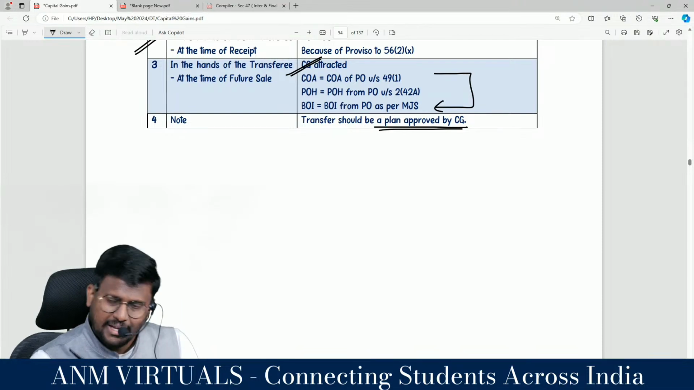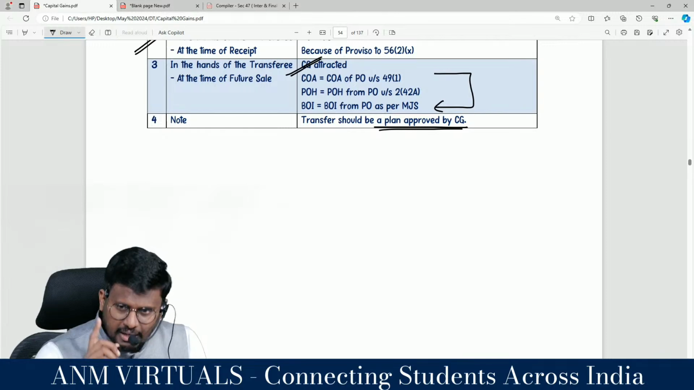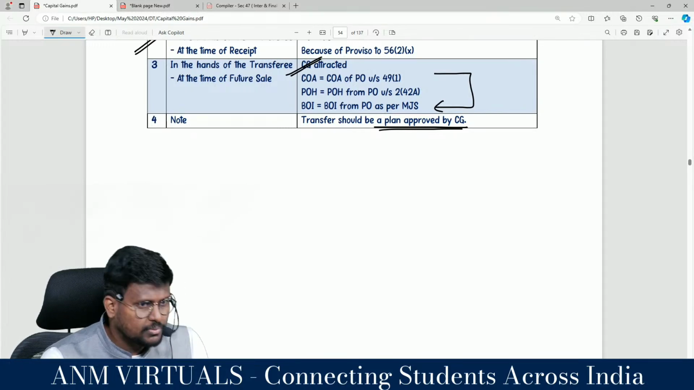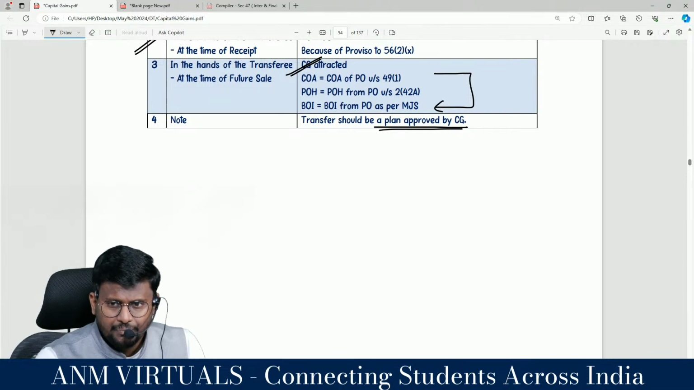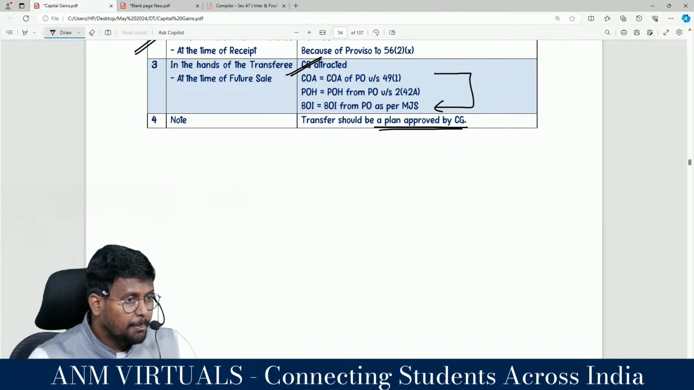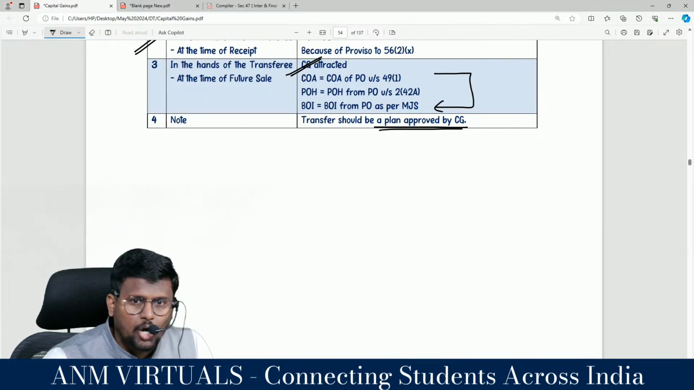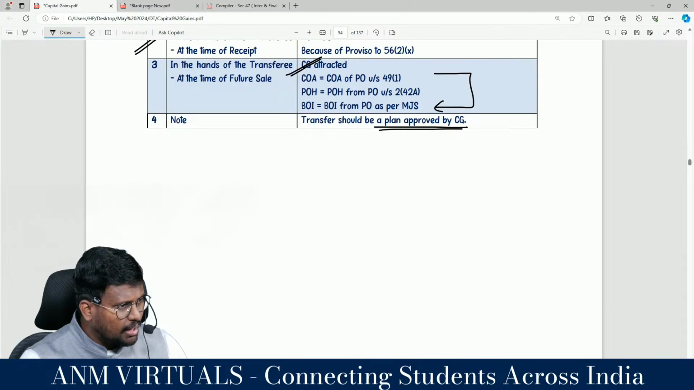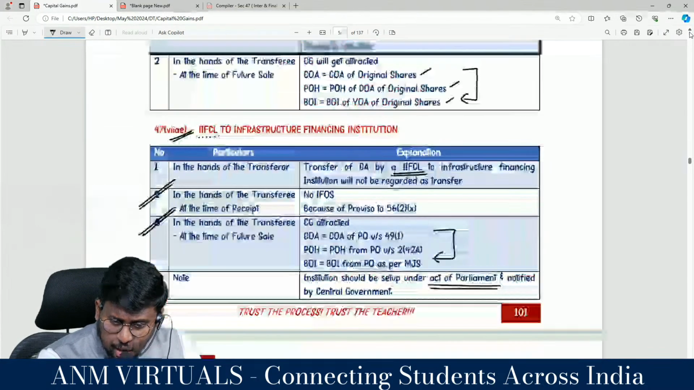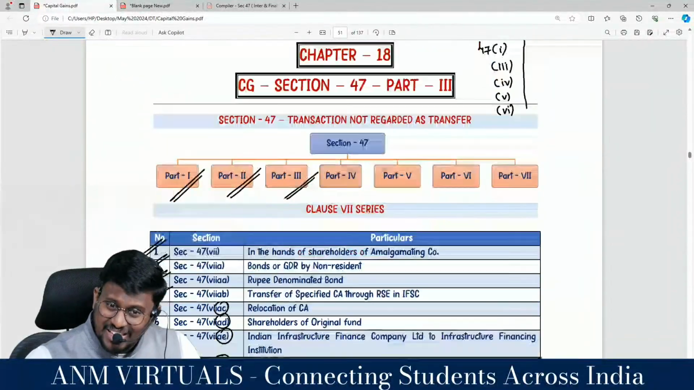AE, shareholders of the original fund. AE, Indian Infrastructure Finance Company Limited to Infrastructure Financing Institution. AF, Public Sector Company to Notified Public Sector Company will not be regarded as transfer. Okay? So we are having 10 clauses in part 3, which is the 7 series.